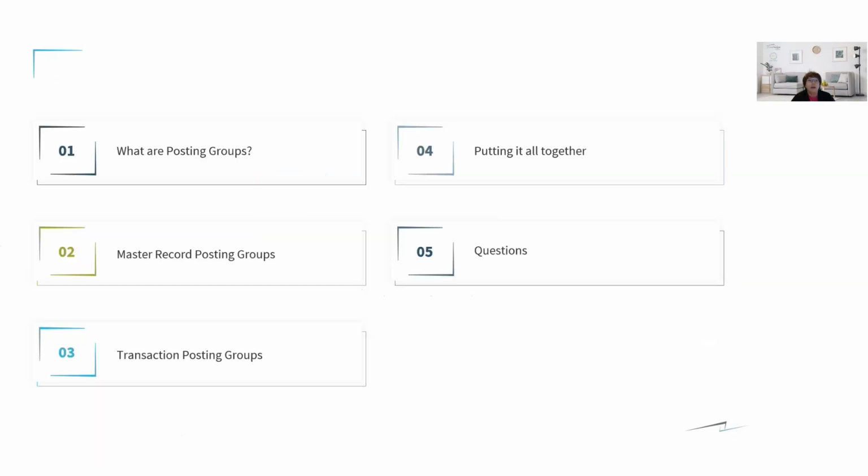So today we're going to talk through what posting groups are in Business Central, how the master posting groups are different from the transaction posting groups, how we put that all together, and any questions that you might have.